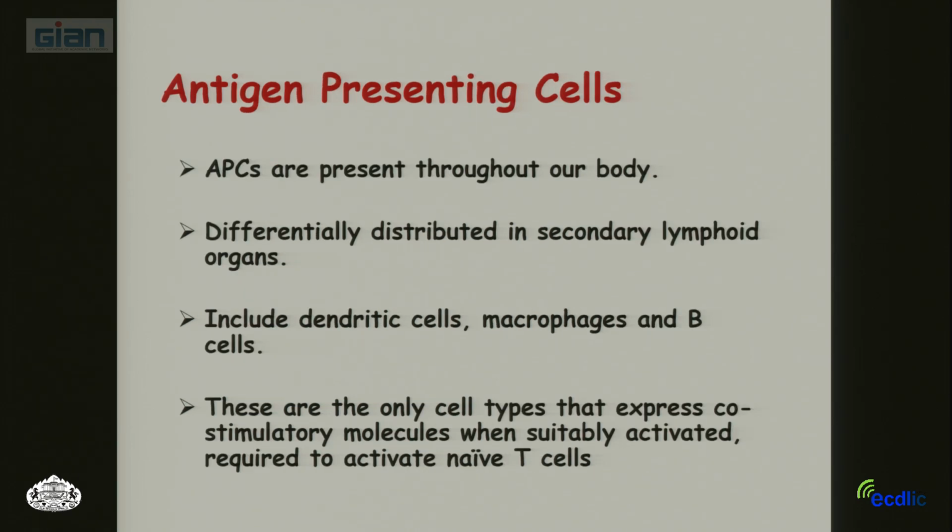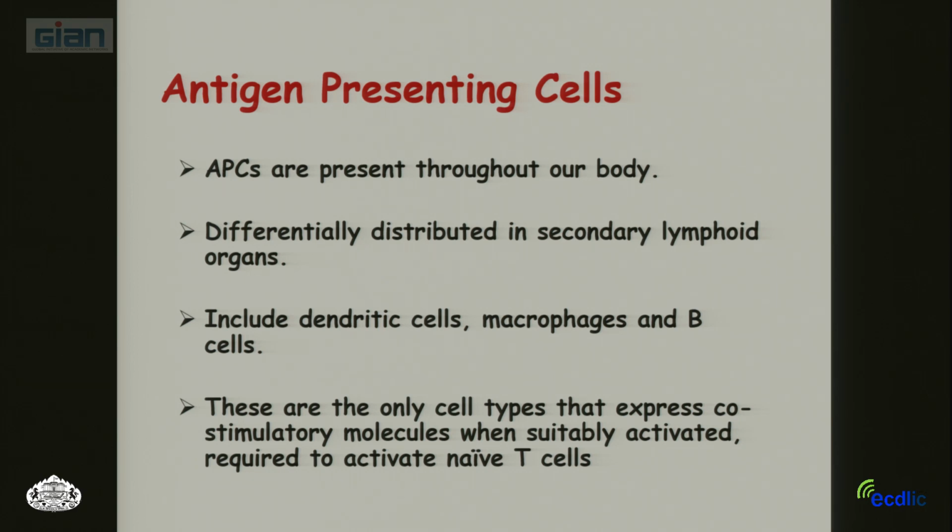So antigen presenting cells are present throughout our body. Within secondary lymphoid organs, they are not distributed everywhere. If you look at macrophage distribution in a lymph node, they will be everywhere. But if you look at the location of dendritic cells, they will be only in the cortical region and medullary region, not in the follicular region. And the same goes for B cells. You don't find B cells anywhere but in the follicular zone of a lymph node. So they are localized into specific areas, differentially distributed. These cells are dendritic cells, macrophages, and B cells.